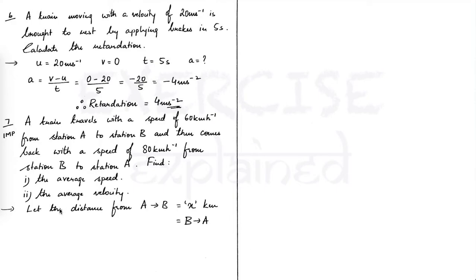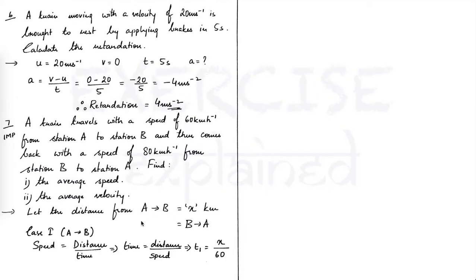Now we need to consider the distance from A to B as x kilometer. So B to A will also be equal to x kilometer because it is given that for a train, usually the trains will be going by the same tracks, so we consider the distance to be same, and in this question we have to consider it to be the same.